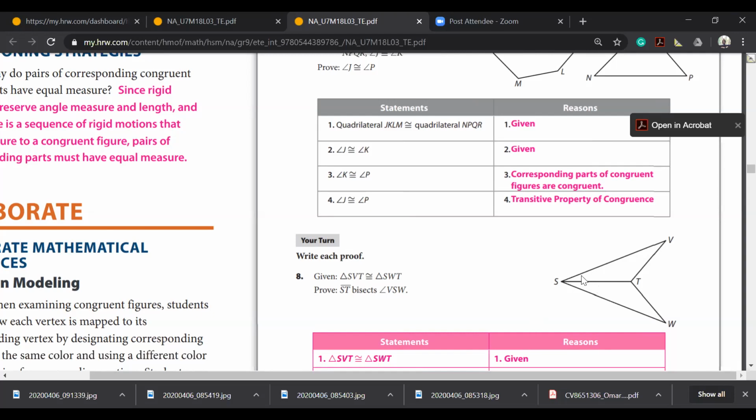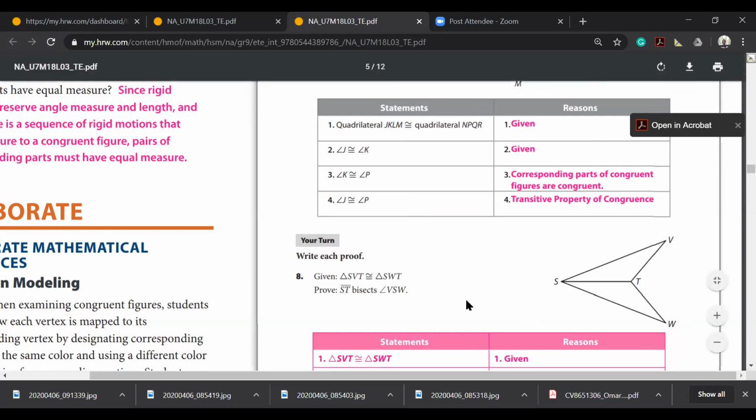No, he means in here that this angle up here, which is the one we are talking about, VST, is congruent to the second S, which is down there, which is TSW. Now, this is the thing I am required to prove.